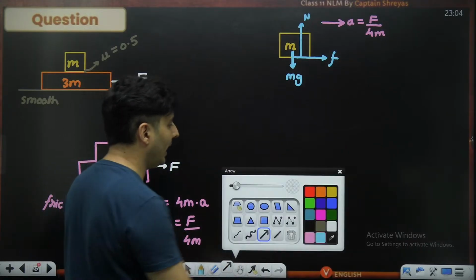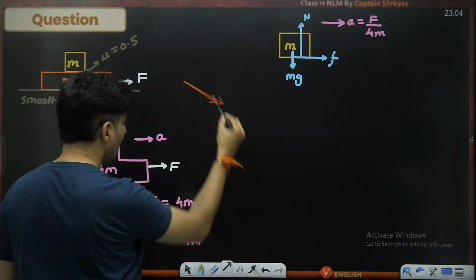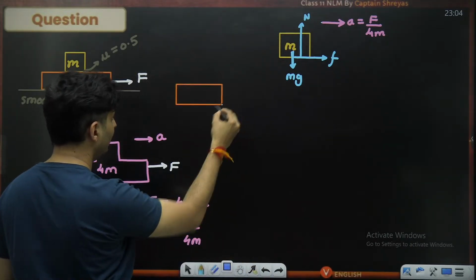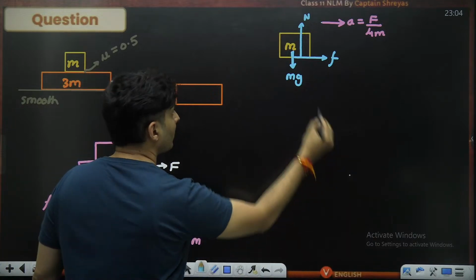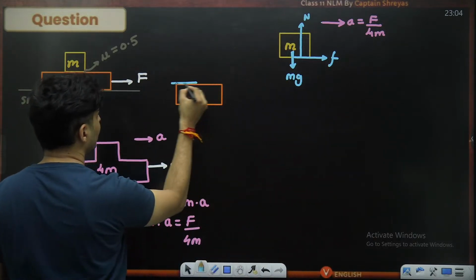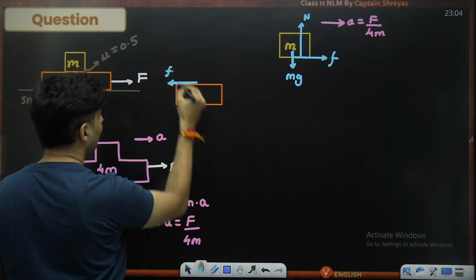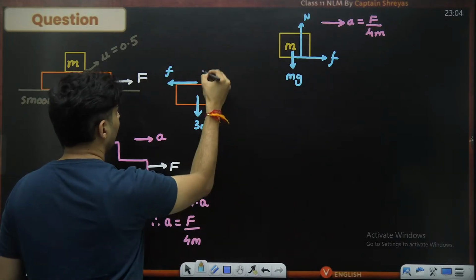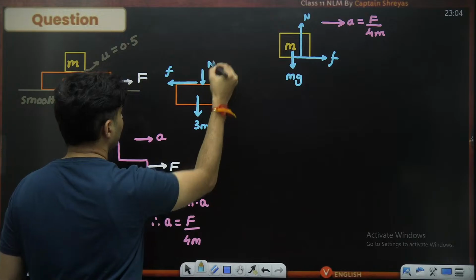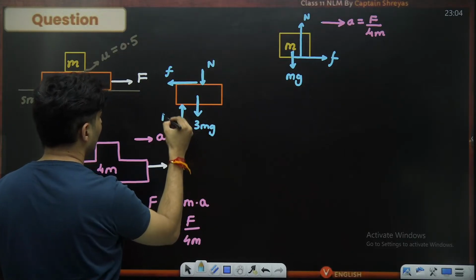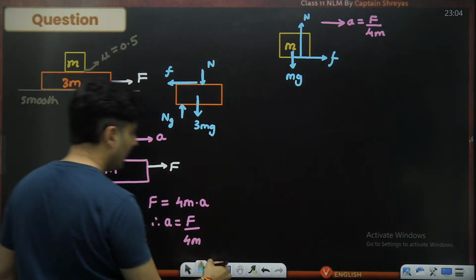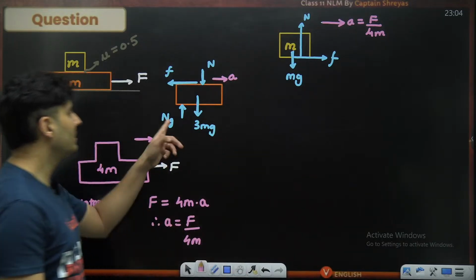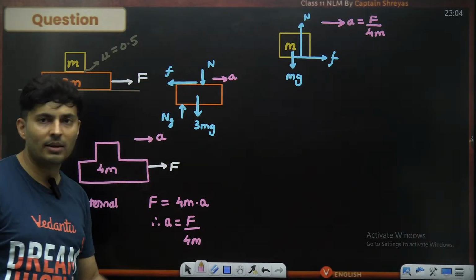Sir, if you had to draw the FBD of the lower block, how would you draw it? Well, it's straightforward. If this friction is here, the reaction will be like this. So F will be like this. The lower block's weight will be 3mg. From the top, there will be a normal reaction, and from the ground also there will be a normal. And this will also accelerate by the same value. This is how the FBD of the lower block would have looked.